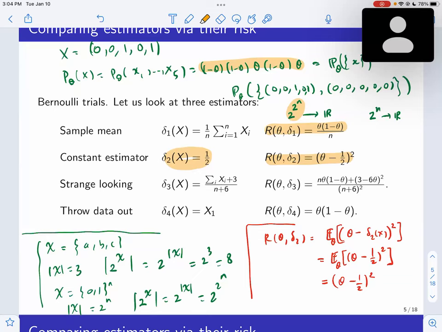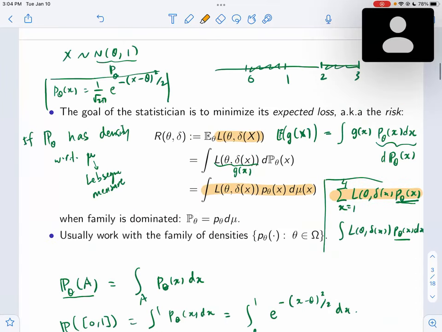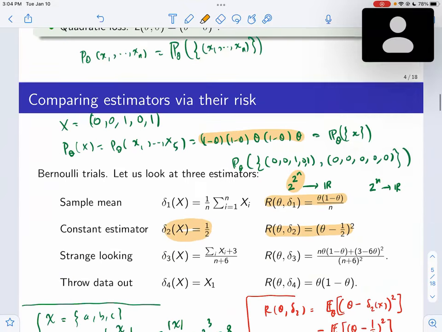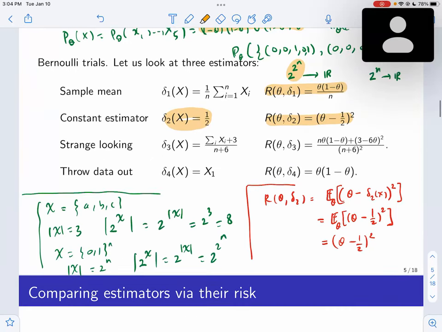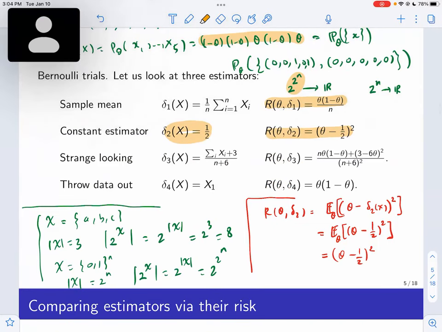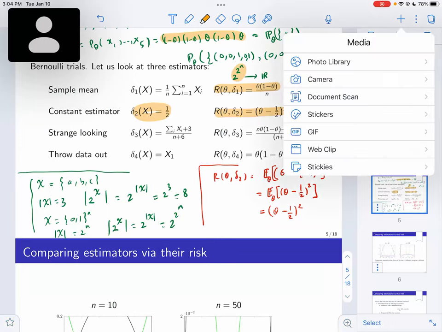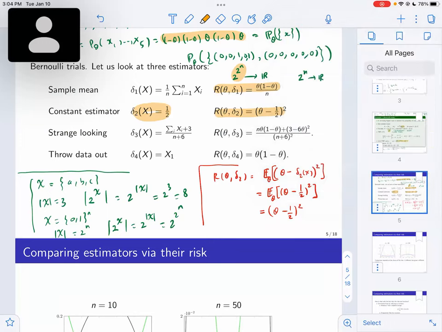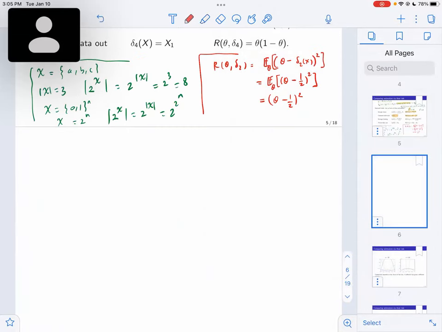How do we calculate this? That's where this business of not needing the integration comes in. You can calculate the risk of this estimator, the sample mean, without doing any integration. So how do we calculate that? Let me try. You guys can think about how to do it. I want to calculate the risk of delta 1.